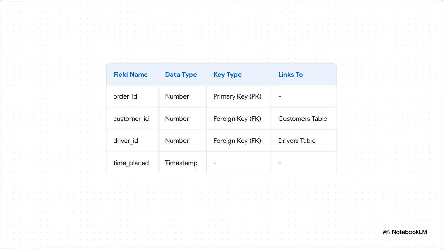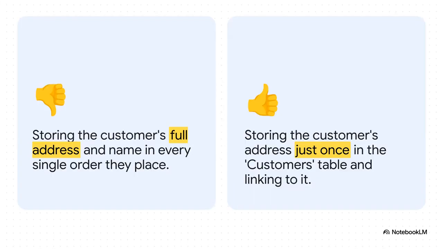And this little blueprint shows the whole concept in action. See that order ID? That's our primary key for this table. But here's where the magic really happens. Look at customer ID and driver ID. Those are our foreign keys. Instead of repeating a customer's full name and address with every single order, we just use their ID. It's just a simple number that links directly and efficiently to their one and only record in the customers table. And this whole idea, this smart way of not repeating yourself, has a name. It's called normalization.